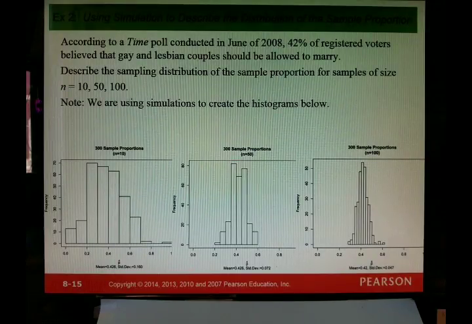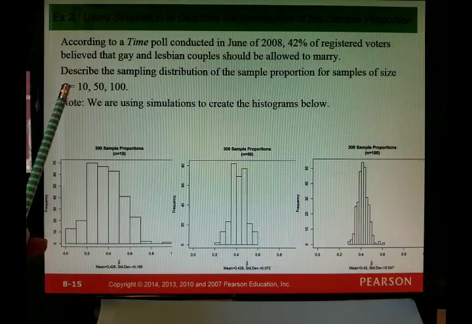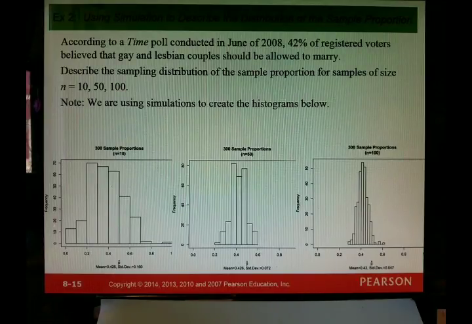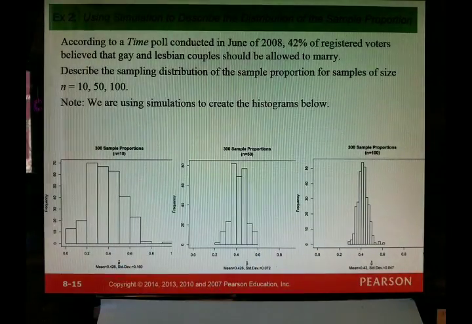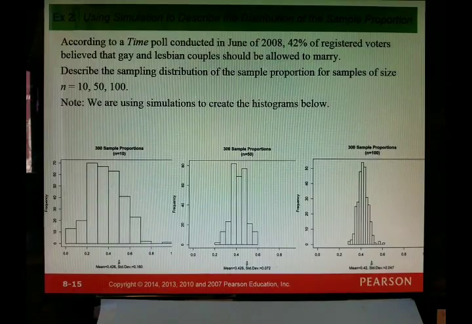In the Time poll conducted in June of 2008, 42% of registered voters believed that gay and lesbian couples should be allowed to marry. Describe the sampling distribution of the sample proportions of sizes where n was 10, n was 50, and n was 100. Now, they had used simulations to create these histograms below. If you notice, this first histogram looks a little bit right skewed to me. It's not very symmetric. I want you to notice the one on the right and how symmetric that one looks. That one looks very close to a normal curve. See, the larger your sample size gets, the more normal your sample proportions will get. In other words, they'll be closer and closer to a true approximation of what's really happening.